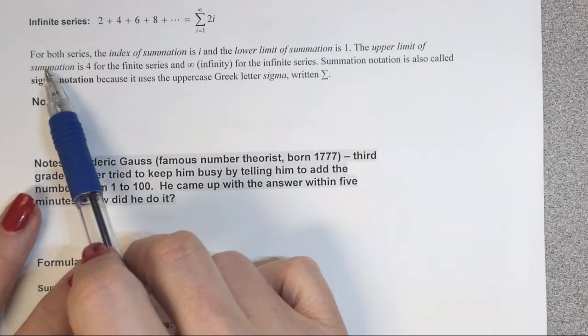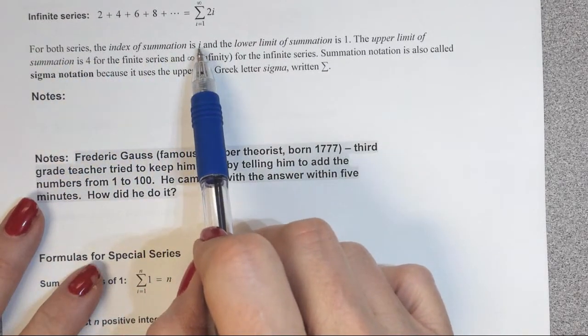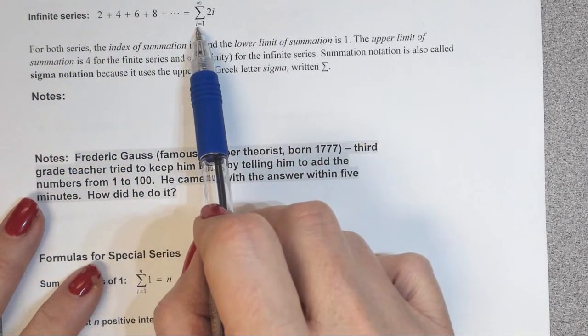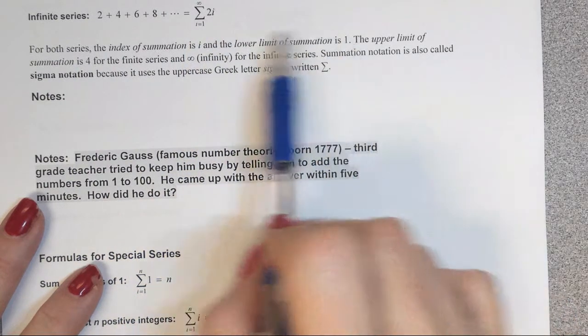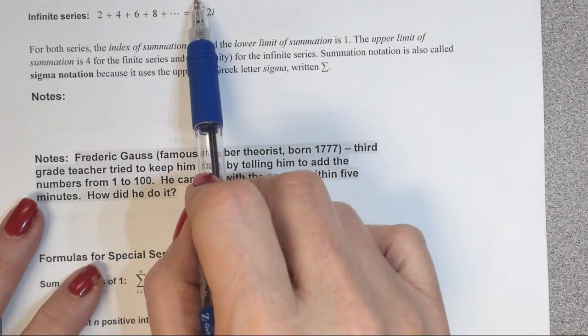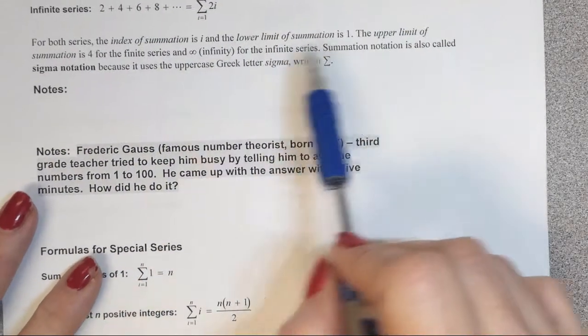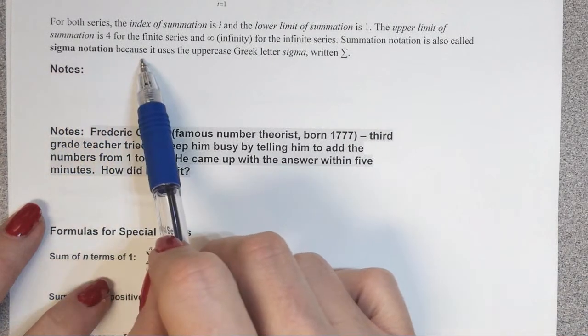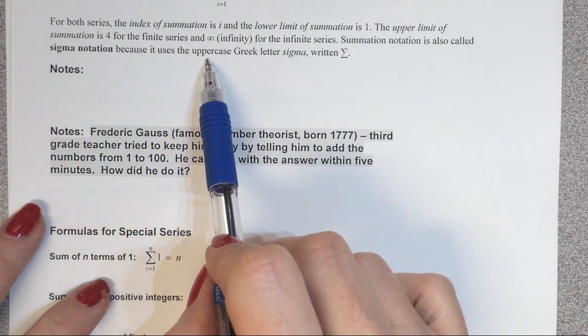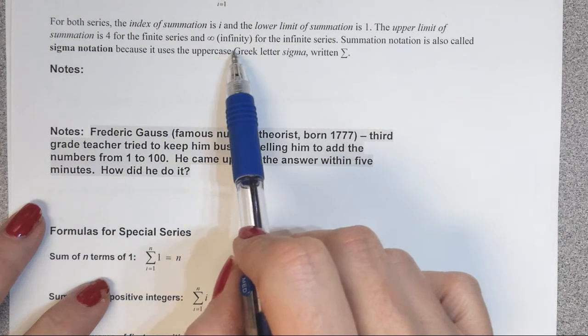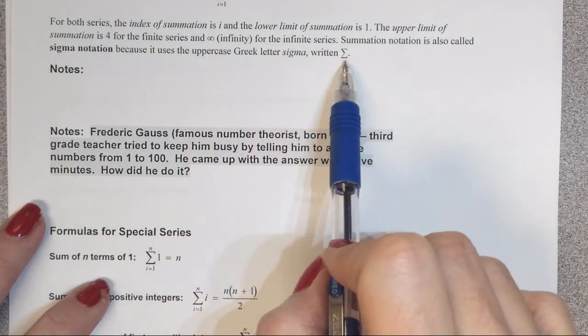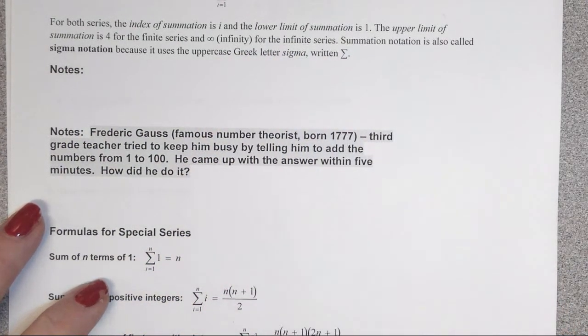All right, so for both of these, the index is i. Index just means what variable you're using. The lower limit of the summation is 1. The upper limit is 4 for the first one, infinity on the second one. Summation can also be called sigma notation because it's the same thing as the Greek letter sigma, written like this. If you've ever gone to a college visit and you've seen the fraternities or sororities, they're all Greek letters. Sigma is a common one that you see.